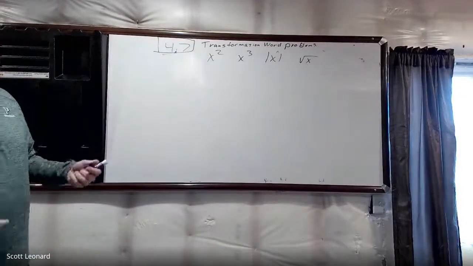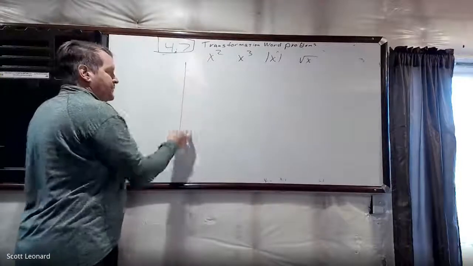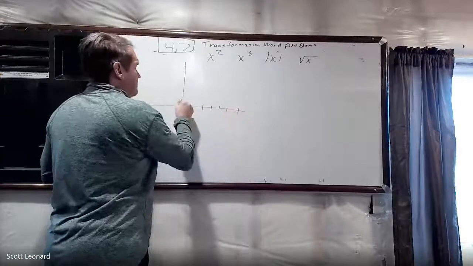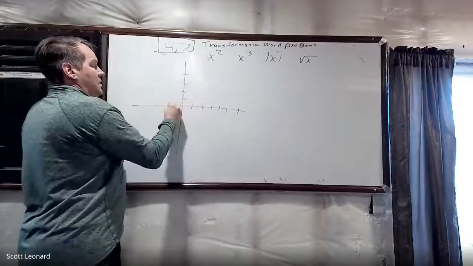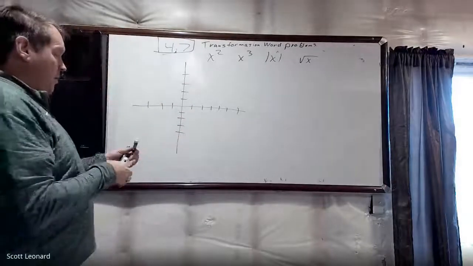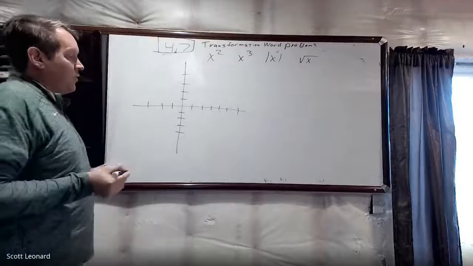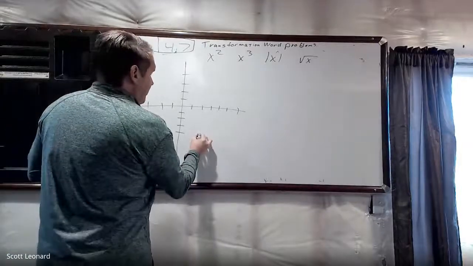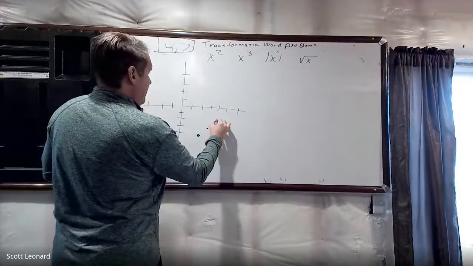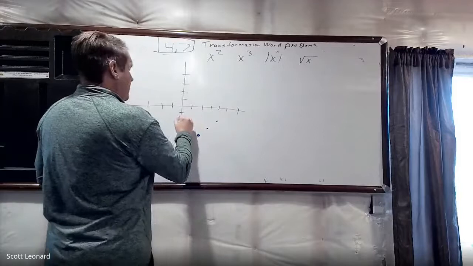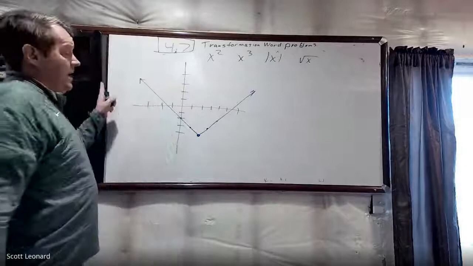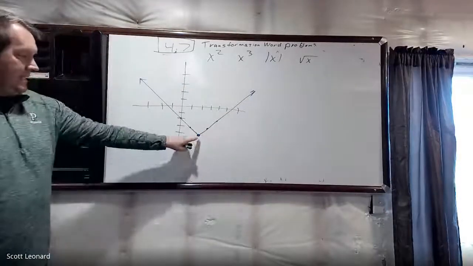So in these type of problems, we're going to give you a graph. And you have to write the function. So I'm going to pick a point. Remember, every one of them has a critical point or a starting point. So for this one, I'm going to start it right here. I'm going to go up one, right one, up one, right one, up one, left one, up one, left one. And I have a pointy V shape. This is not the U, this is the pointy V.